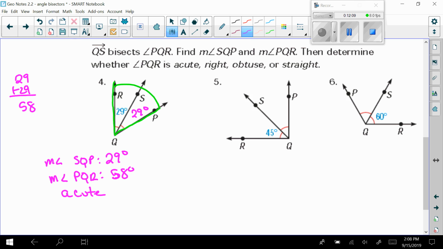All right, so pause this at this point. Please pause it and let everyone answer number 5 and number 6 on their own, and then come back and they can check their work with my work. Oh, shoot.